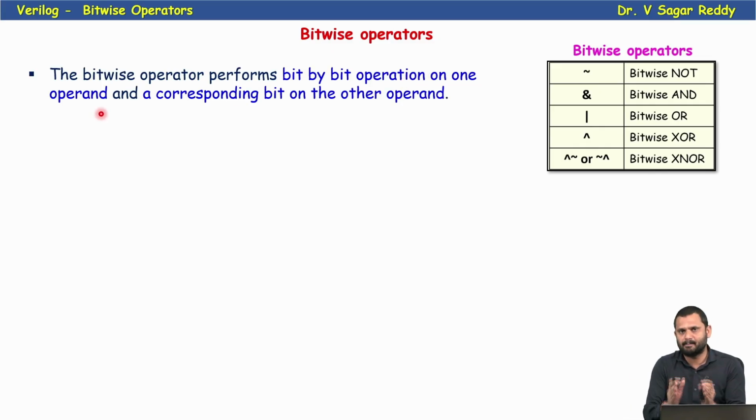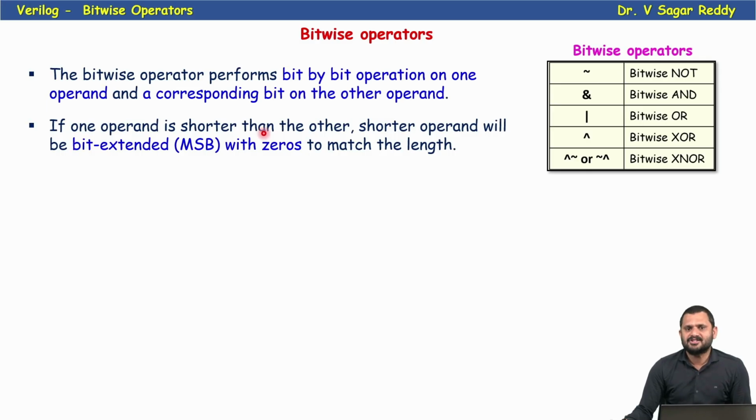Now see, bitwise operators perform bit by bit operation on one operand and the corresponding bit in another operand. One bit in one operand, corresponding bit in another operand. Clear? Now if one operand is shorter than the other, the shorter operand will be extended at the MSB with zeros to match the length. For example, I want to perform a bitwise operation of two operands, maybe or, and. For example, one operand is 4 bits, another operand is 3 bits.